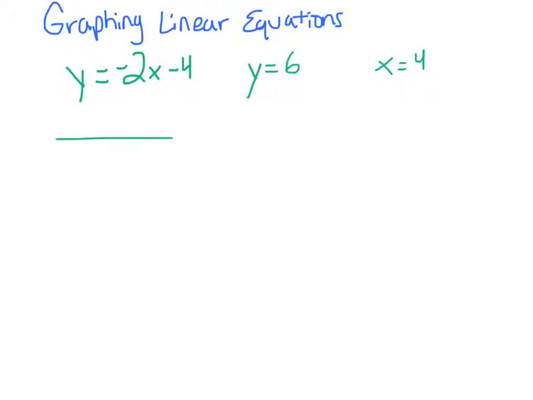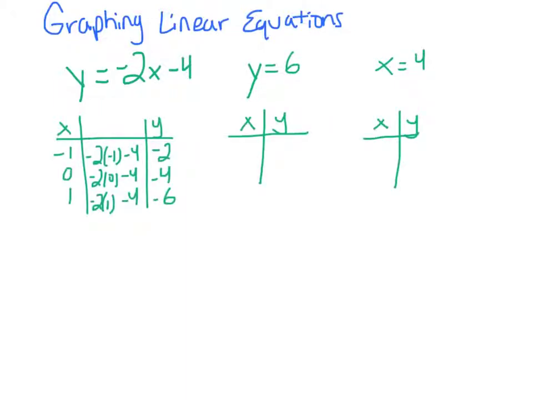So for each one, we're going to choose values for x, and it's best if we choose low numbers, a positive, negative, and 0. So why don't you pause the video now, try making an input-output table for each of these equations, and then check your answers with mine.